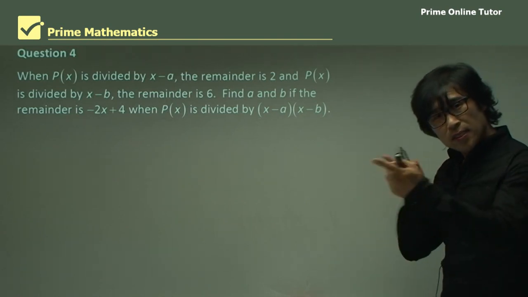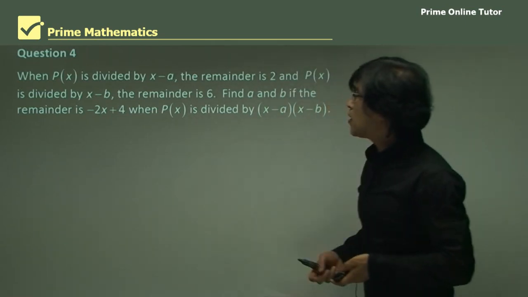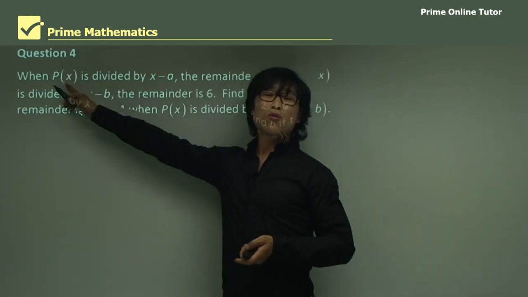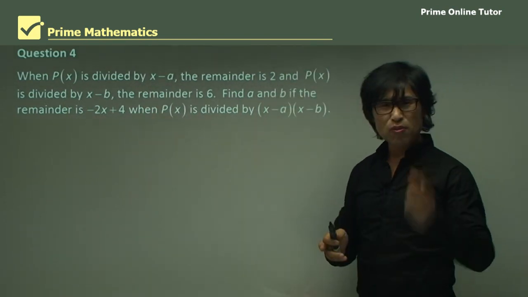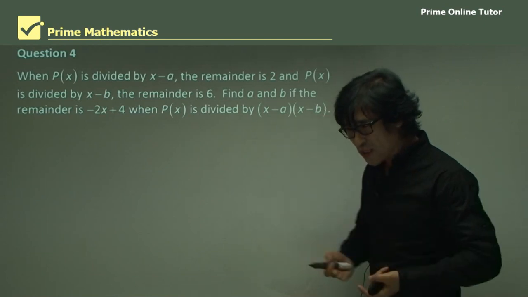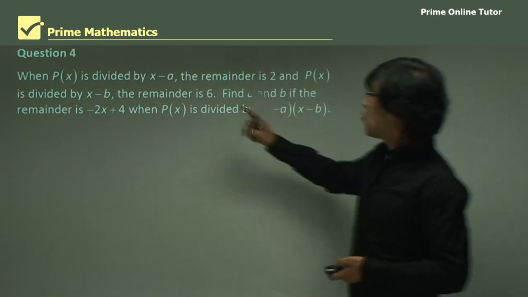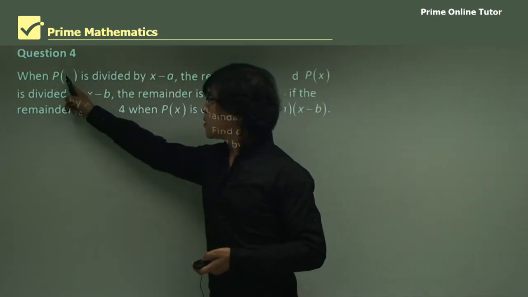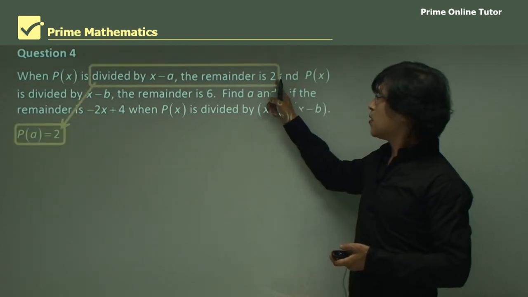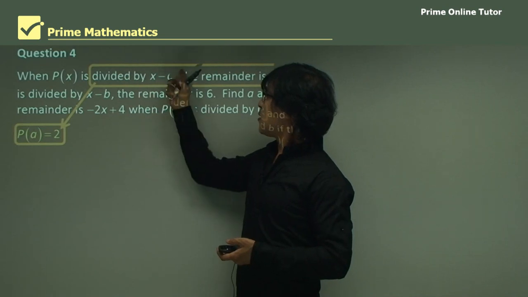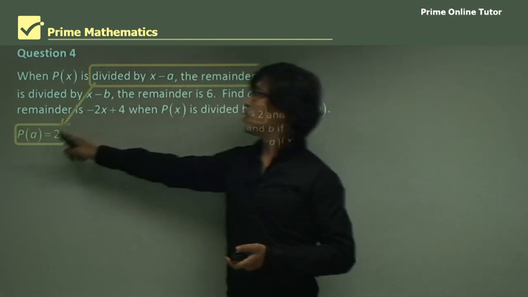Question four is a bit opposite compared to what we did in question three. Look at here. When a polynomial P(x) is divided by x minus a, the remainder is 2. What do you want to write? You guys now should be able to write something with regard to the remainder theorem. When x is a, then the result will be 2. This is a divisor, substitute a here, and this will be the remainder, which is the result P(a).